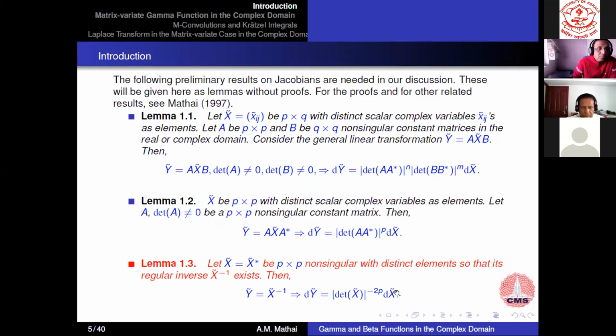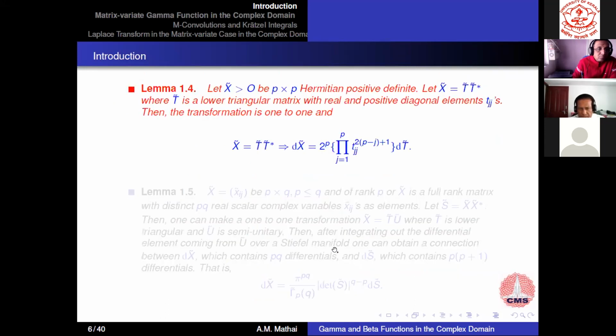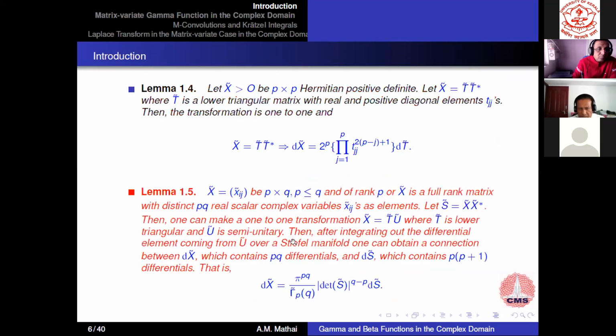This is for a Hermitian positive definite matrix. This notation means positive definite. I can always represent it in terms of a lower triangular matrix with real and positive diagonal elements, and its conjugate transpose. Then the differential element will be connected like this, where tjj is the diagonal element raised to 2 to the power p minus j plus 1. This is the important result that I will be using.